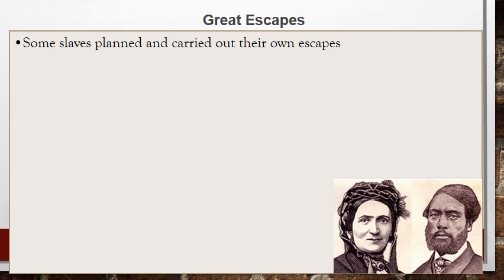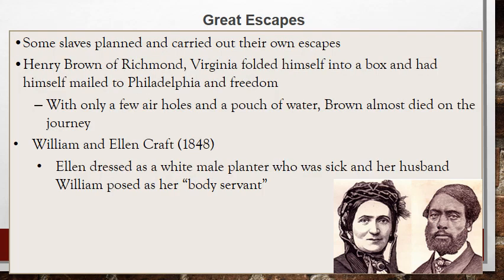Other slaves made some very daring escapes to the north with some ingenious methods, like Henry Box Brown. You may have heard of him. He folded himself into a very small box and had himself mailed to Philadelphia. He didn't have but a few air holes and a pouch of water, so he almost died on this journey. It was a rough way to get to the north.